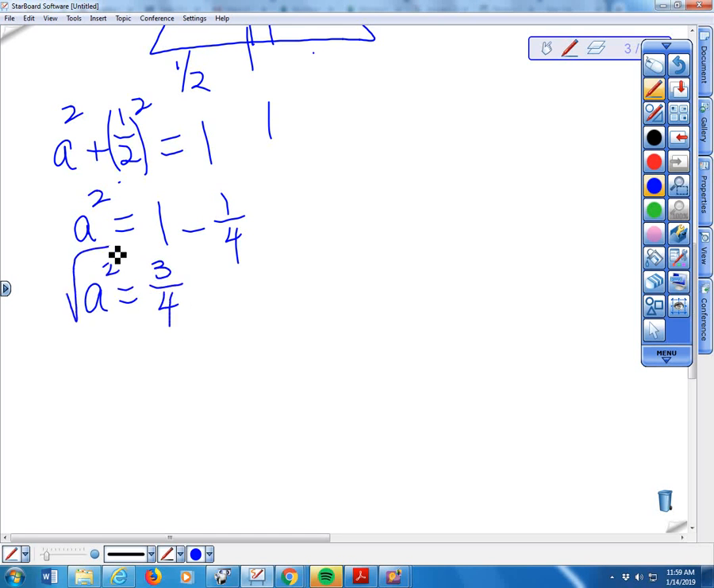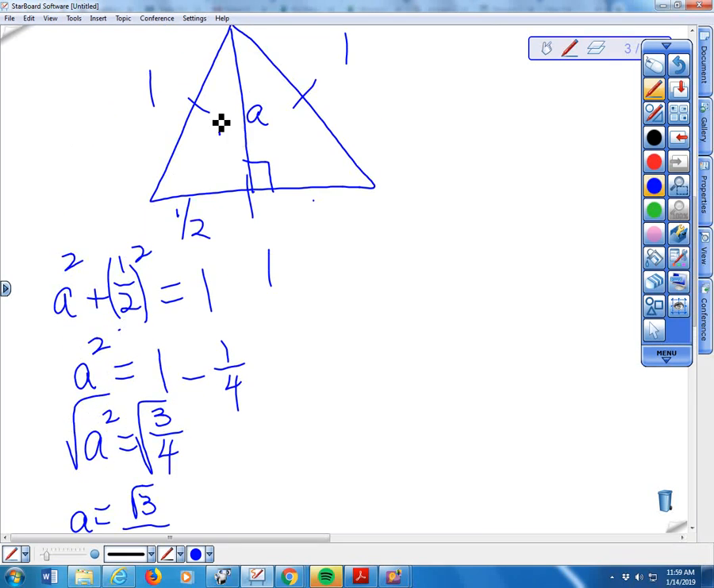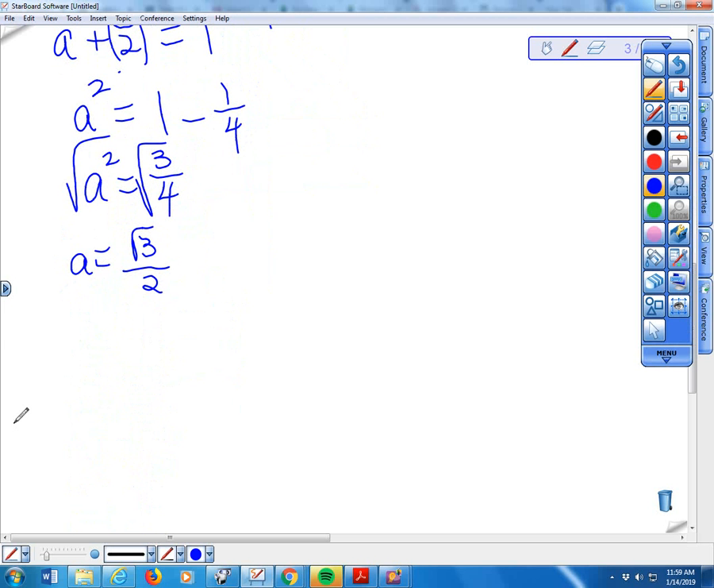Take the square root of both. Well, the square root of 3 is just the square root of 3. Square root of 4 is 2. So this leg is the square root of 3 over 2. Is that right? 1, 2, square root of 3. That's right.